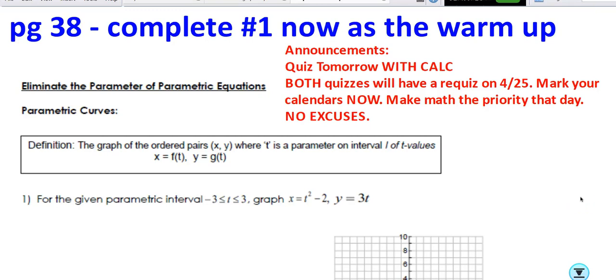Okay, turn to page 38. Number 1 is the warm-up. You can think of number 1 as a quiz review question. There will be graphing on the quiz tomorrow. There will be eliminating the parameter on the quiz tomorrow. So pause the video now and try number 1.